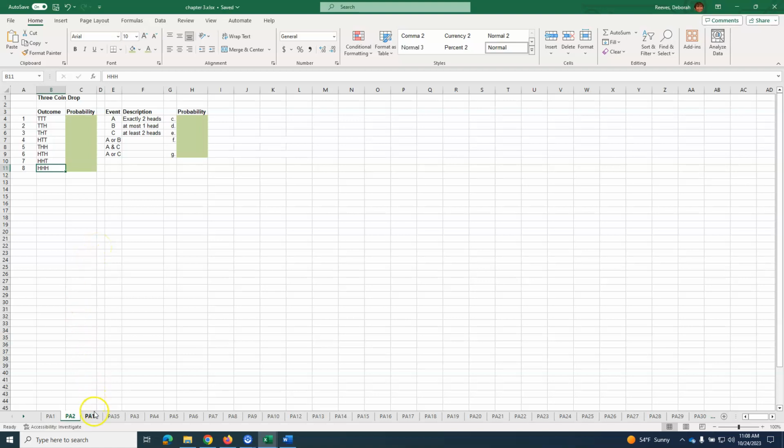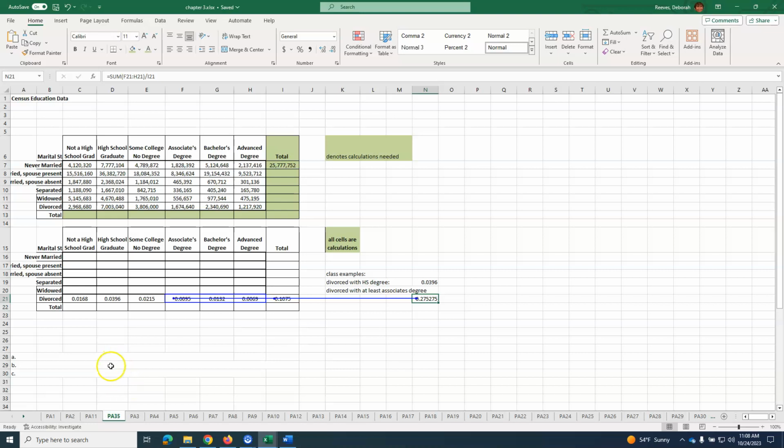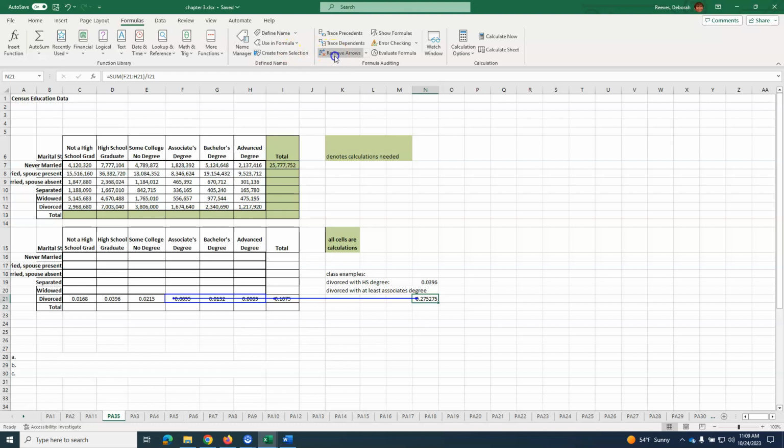Okay, so question 35. This is basically what it should look like. You're given this data right here. This is the census data. Everything that I put in green up here is a calculation, and they're simple calculations. You're just totaling the rows and the columns. Down here, this whole thing is calculations. So I didn't want to make the whole thing green, so I just put a note over here that the whole thing is a calculation.